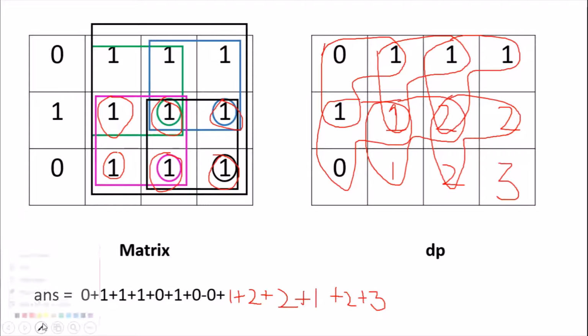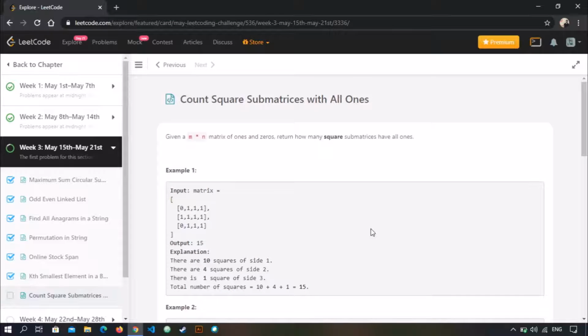In the end, our answer is 1 plus 1 plus 1 plus 1, 4, 5, 6, 7, 8, 9, 10, 11, 12, 13, 14, 15. So 15 is our answer. This is how we are going to solve it using dynamic programming. Let's code this.